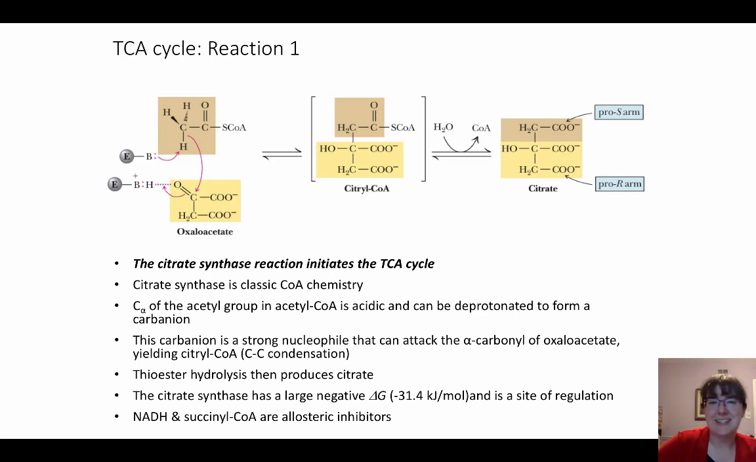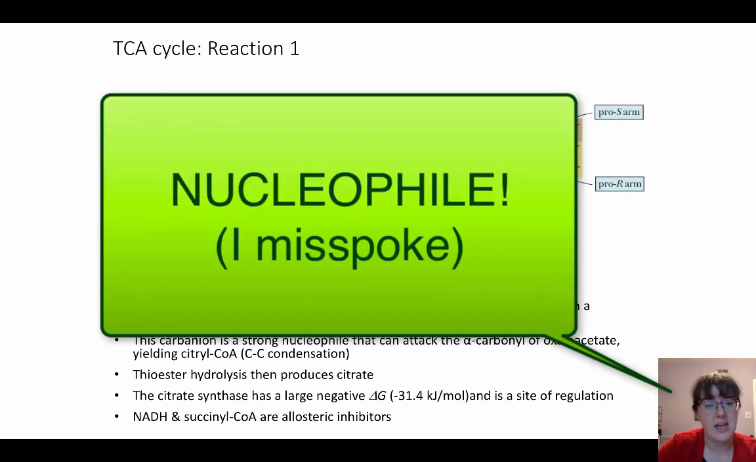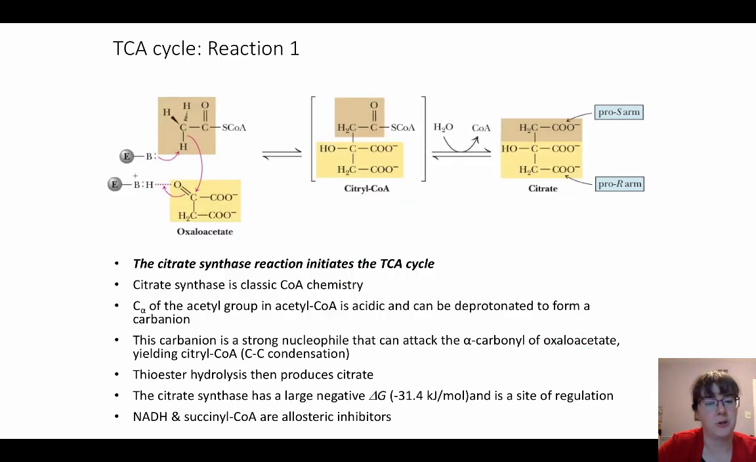Citrate synthase is classic CoA chemistry. We took a look before at how CoA will make our reaction more exergonic. In this case, the alpha carbon of the acetyl group in acetyl-CoA is going to be acidic and can be deprotonated to form that carbanion. And then that's going to be the strong electrophile that can attack the alpha carbon of oxaloacetate, which will yield us the citryl-CoA. That will then go ahead and hydrolyze and get rid of the CoA to leave us with citrate.